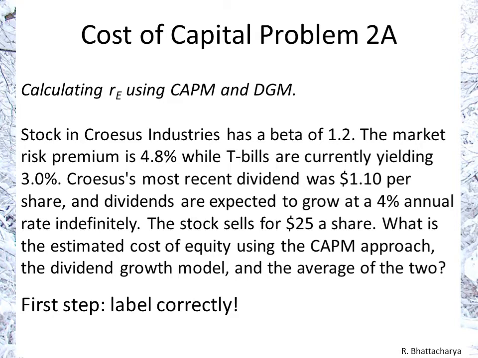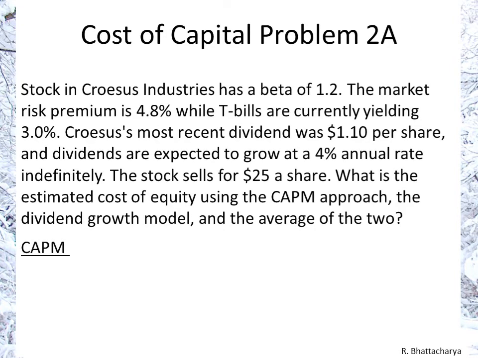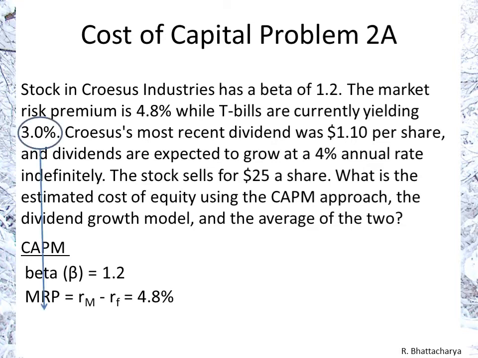So the first thing to do is to label correctly. Let's start off with the capital asset pricing model. We have beta, so that's 1.2. The market risk premium is 4.8%, and just to recall, the market risk premium is the expected return of the market minus the risk-free rate. And the risk-free rate we also have, which is the T-bills, so that's 3.0%.